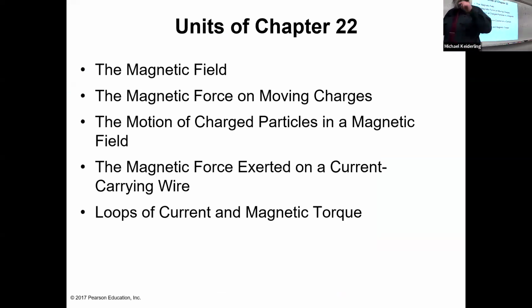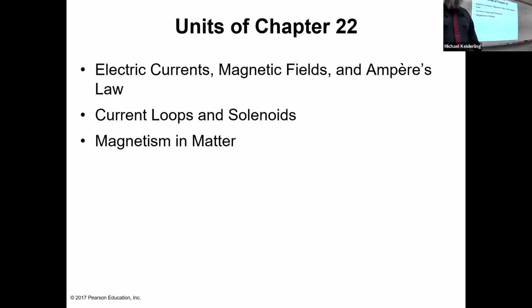We're going to talk about the magnetic field. We'll talk about the magnetic force on moving charges, the motion of charged particles in a magnetic field, the magnetic force exerted on a current carrying wire, loops of current and magnetic torque, electric currents, magnetic fields, and Ampere's law, and then current loops in solenoids and magnetism in matter.